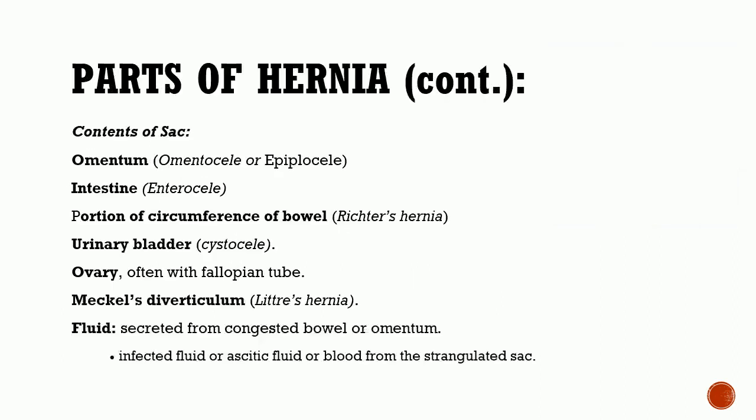Contents of sac. Omentum, also called omentocele or epiplocele. Intestine, also called enterocele. Commonly small bowel, but sometimes even large bowel. If a portion of circumference of bowel is the content, it is called Richter's hernia. Urinary bladder may be the content or part of the posterior wall of the sac. It is called as cystocele. Ovary, often with fallopian tube. Meckel's diverticulum, also known as Littre's hernia. Fluid is secreted from congested bowel or omentum. It may be an infected fluid or acidic fluid or blood from the strangulated sac.